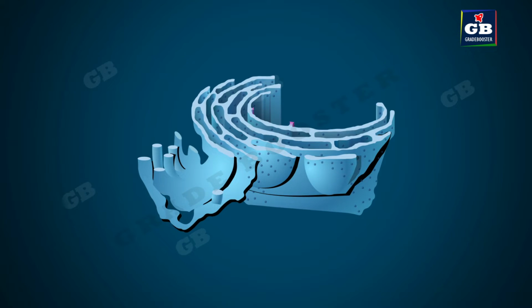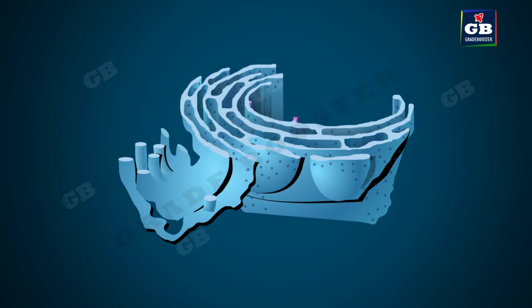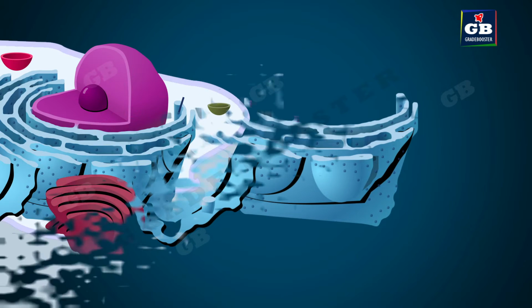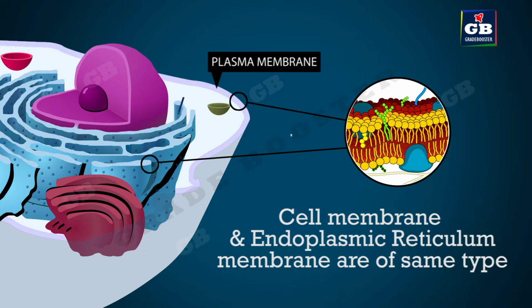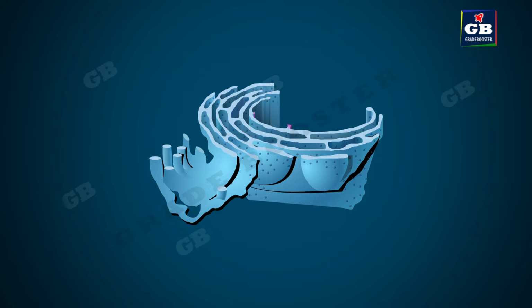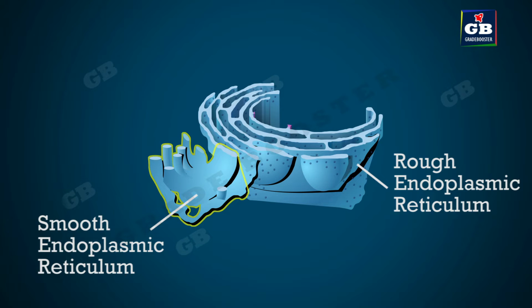This looks like a network of tubes and sheets. It is made up of some special membrane. This membrane of endoplasmic reticulum is similar in structure with the plasma membrane. The endoplasmic reticulum is of two types. This is rough endoplasmic reticulum and this is smooth endoplasmic reticulum.